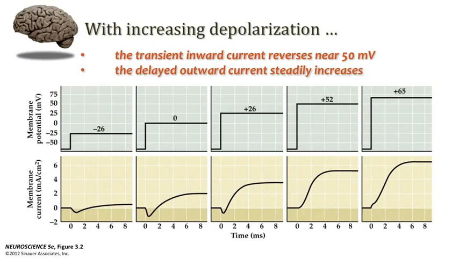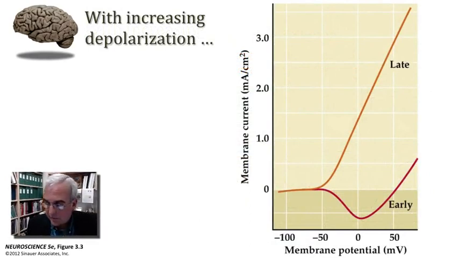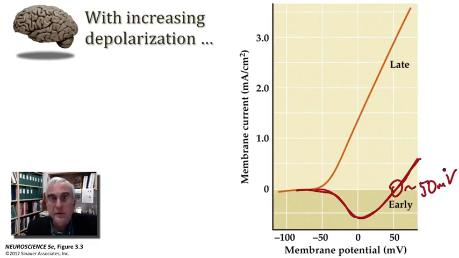Now we can measure these currents at particular points in time and plot their magnitude as a function of membrane potential. And when we do that, we have data that look something like this, which capture again what we've just described. And that is that with depolarization, the transient inward current grows, but we eventually hit a point of reversal. And that transient inward current becomes an outward current, with the crossing of 0 millivolts being somewhere around 50 millivolts in membrane potential magnitude.